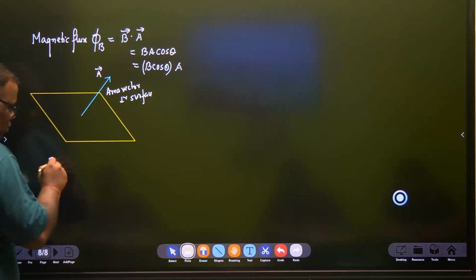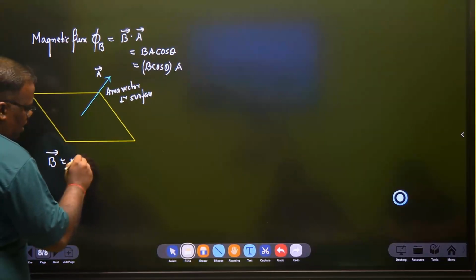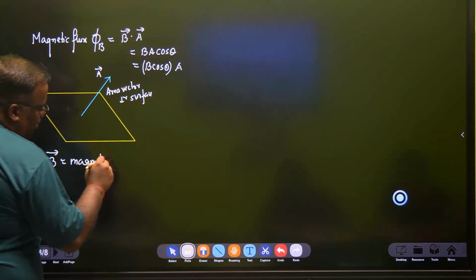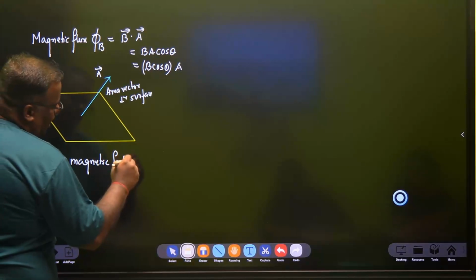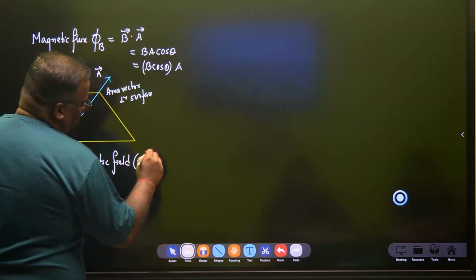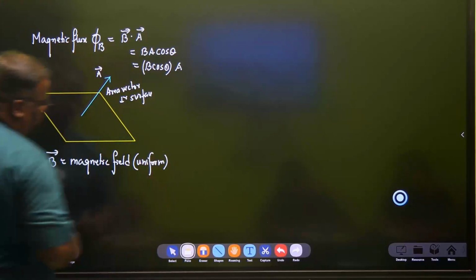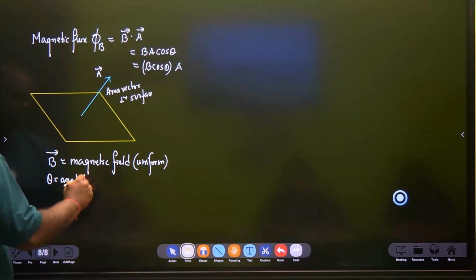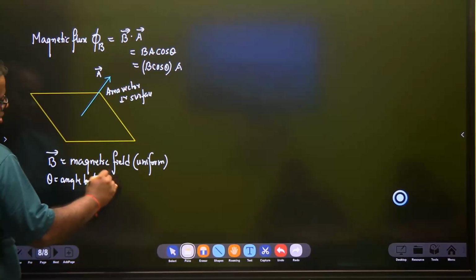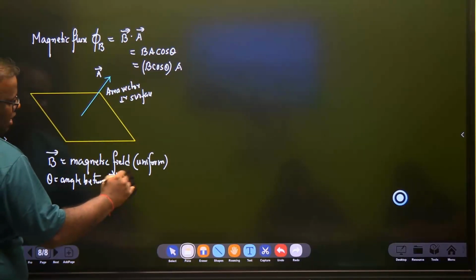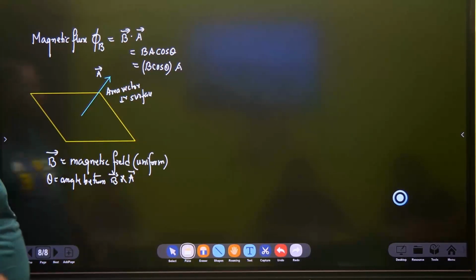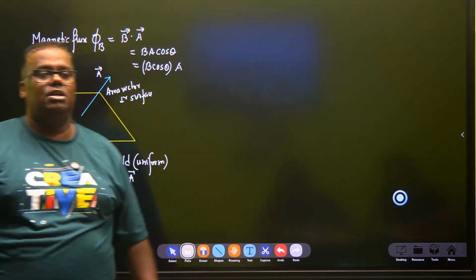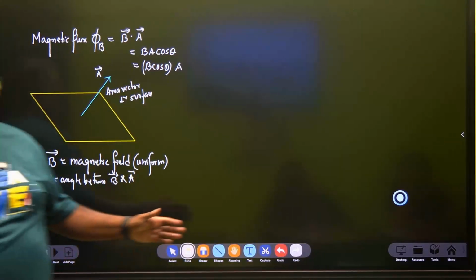No need to explain what B is. B is the magnetic field. In this case, when you are using this formula, the magnetic field is taken to be uniform. Theta is equal to the angle between B and A. Now children, put your common sense. Okay. Now just see.